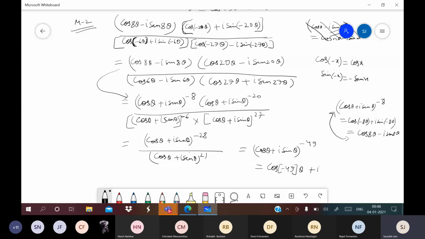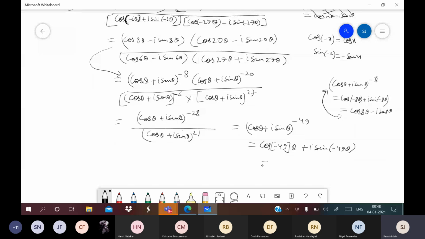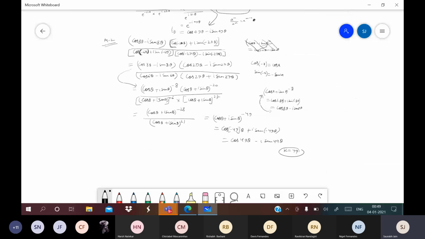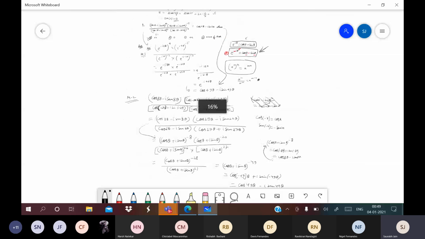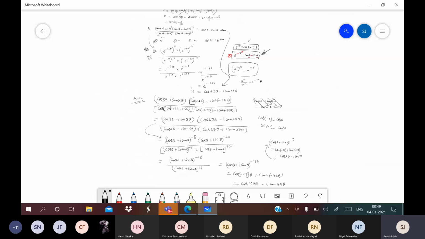Where the angle gets multiplied with the power, right? So what can you write here? You can write cos of minus x is cos x, so cos 49 theta minus iota sine 49 theta. So what is k? k is 49. So in the first method I have solved the question using Euler's. And in the second method I have solved the question specifically using De Moivre's theorem. So they go together, either by Euler's or by De Moivre. I hope this is clear to you.